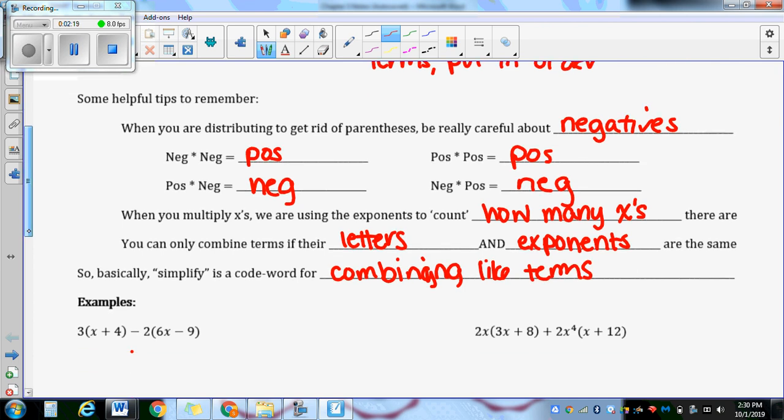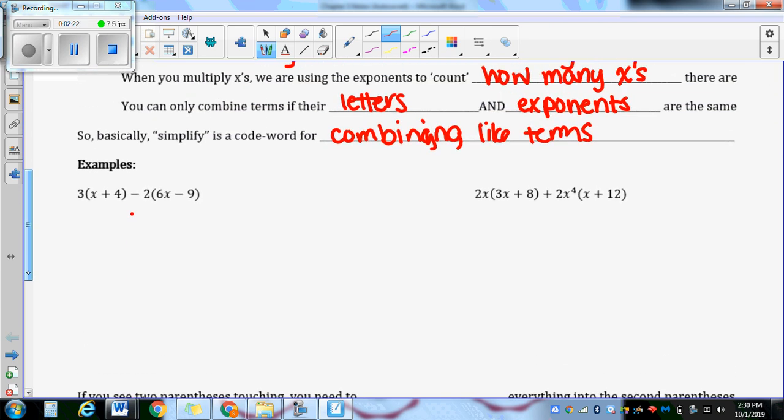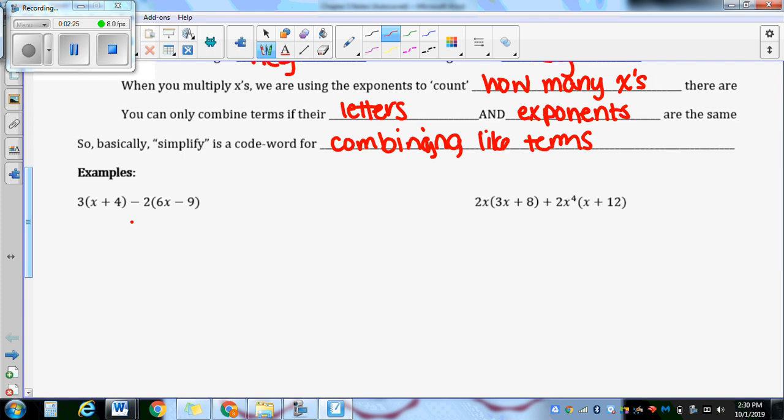So we actually know most of these rules already. When we solved equations and things like that, we simplified. We just didn't call it simplifying. So here's my first example. I've got parentheses, so I'm going to distribute. I'm going to distribute a 3 in. So 3 times x gives me 3x. 3 times a positive 4 gives me a positive 12. Here I've got a negative 2 that I am distributing. So negative 2 times 6x makes negative 12x. And then negative 2 times negative 9, here's my negative times a negative, gives me a positive 18.